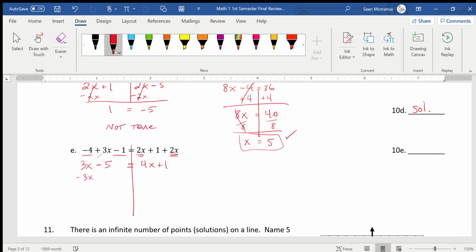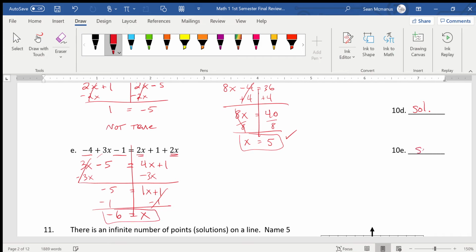Get all the x's on one side. So I'm going to subtract those away so they cancel. I have to do it equally. Negative 5 equals 1x plus 1. And now I subtract away this 1. Negative 6 equals 1x.